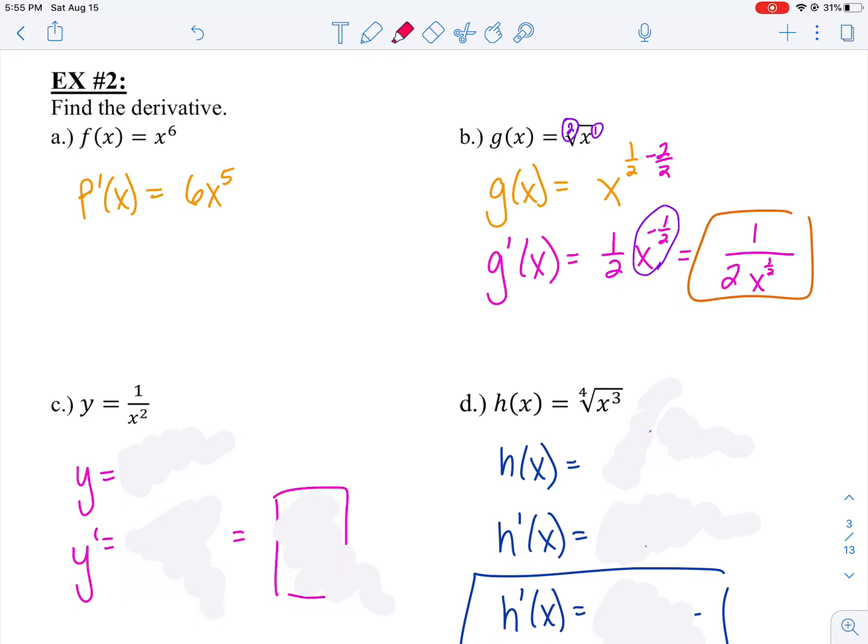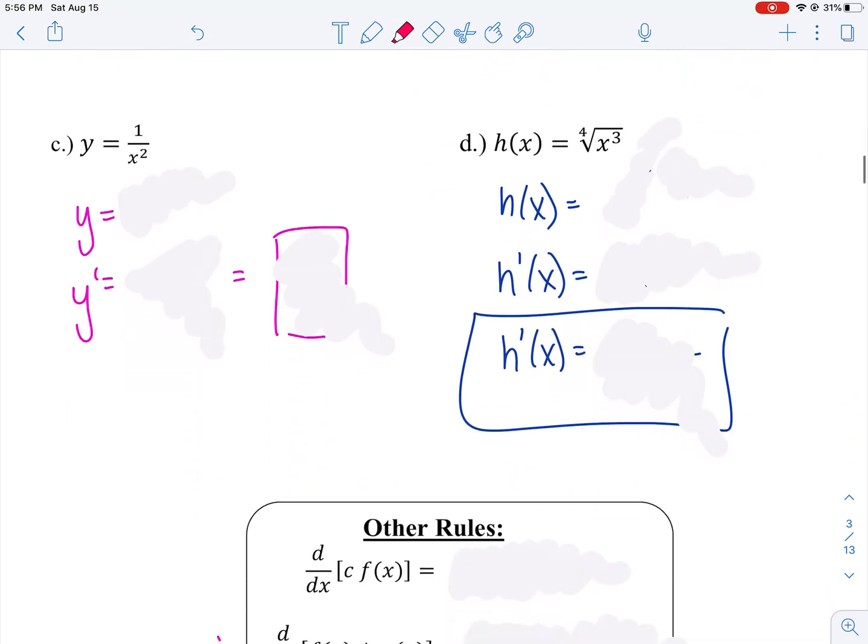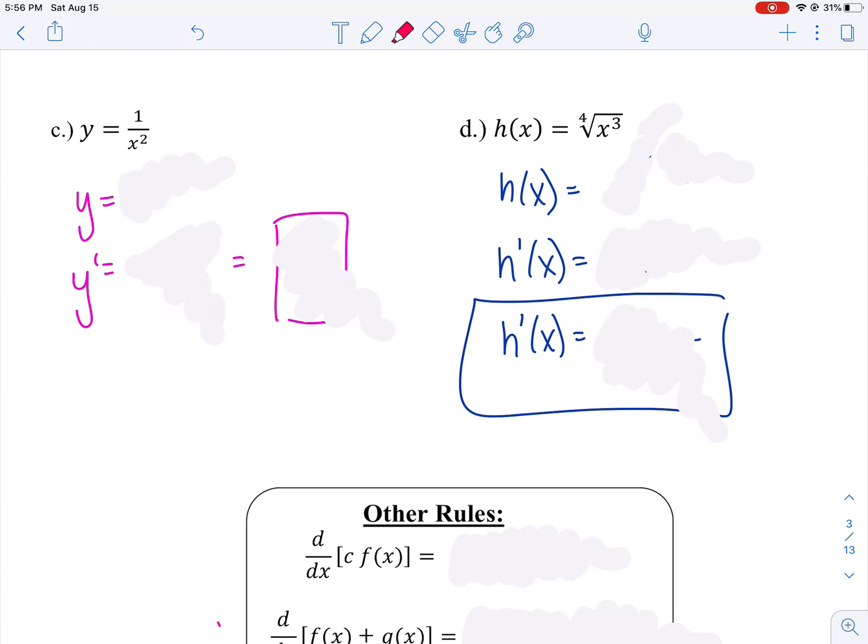I also wanted to point out on this one, do you see how I'm using proper notation? I didn't take the derivative in this orange step. This is still just my original equation, just rewritten, so I'm still going to call it g of x. But then as soon as I take the derivative, then I'm going to call it g prime. So I want you to make sure that you're practicing good notation as you're doing your homework and taking your test, okay? All right, let's look at a few more here in example number 2. Let's look at C and D. C and D both also don't look like either one of our rules that we've talked about so far.